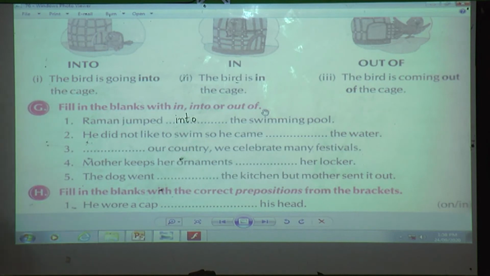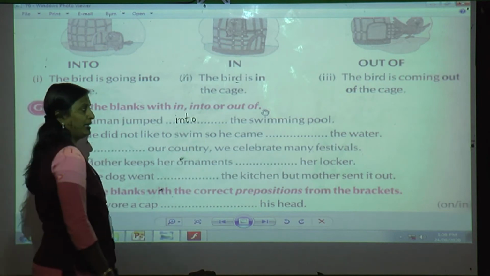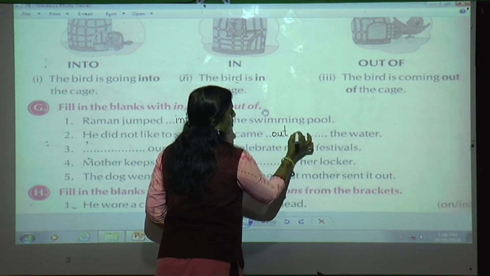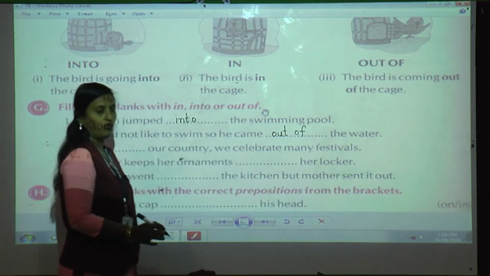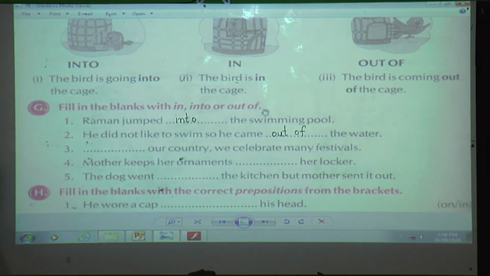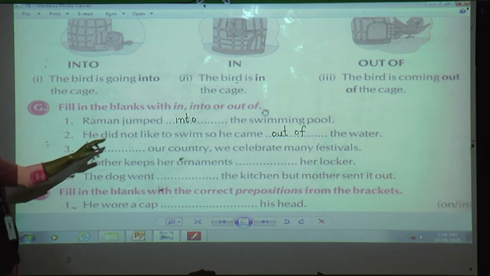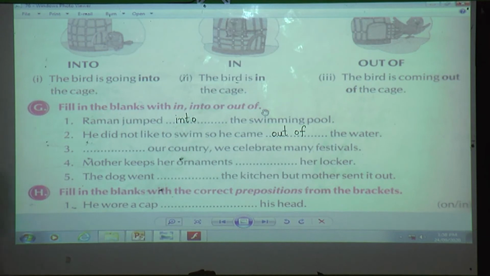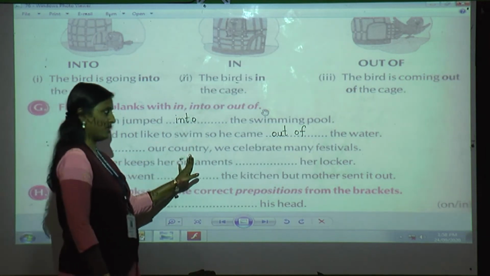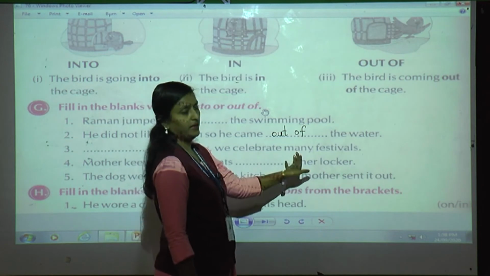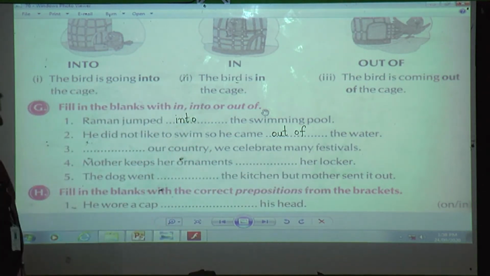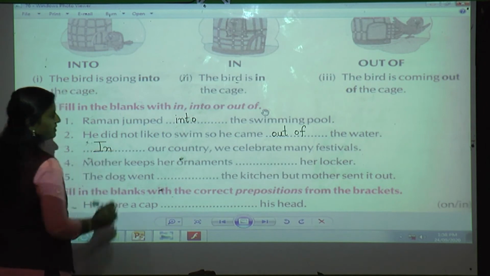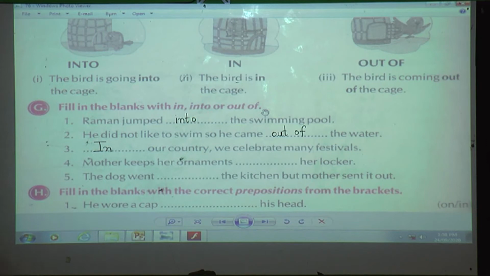He did not like to swim. So what did he do now? He came out of the water. Done? How have I used the prepositions into and out of? Okay. Third, dash our country, we celebrate many festivals. So which word will come, students? Exactly, in. So in our country, we celebrate many festivals.